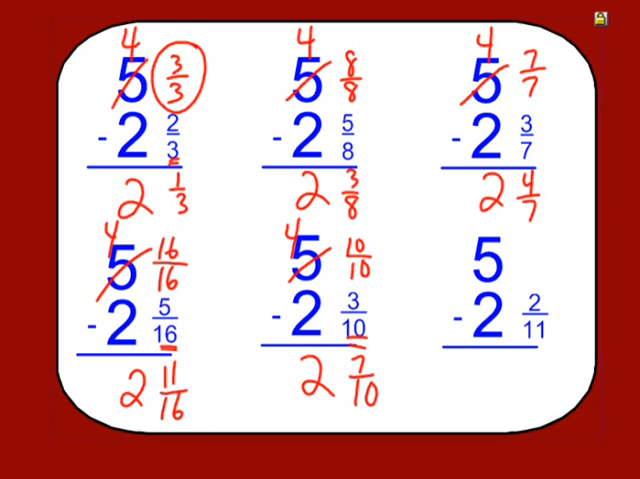And one last example. You can't take 2/11 from nothing, so I'm going to borrow one whole. What am I going to put there? Well, since it's 11ths, I'm going to put 11/11. And 11/11 minus 2/11 is 9/11. And 4 minus 2 is 2.